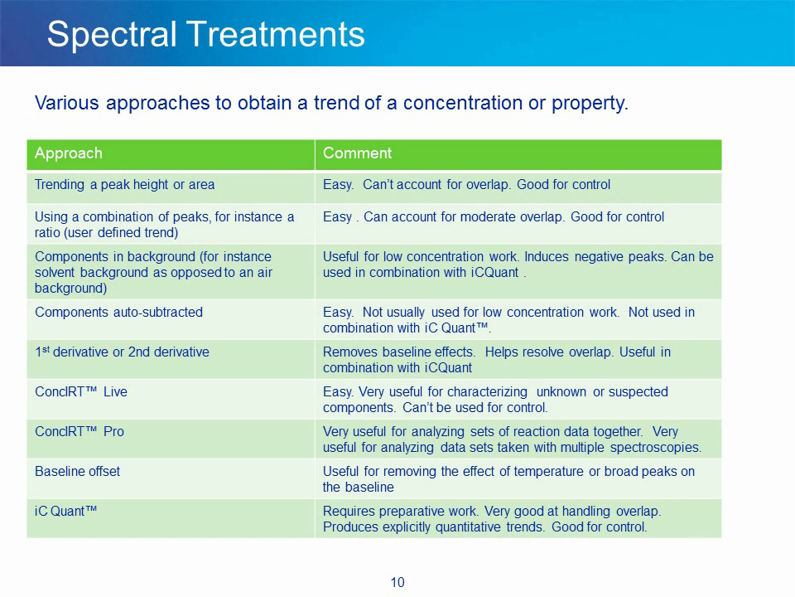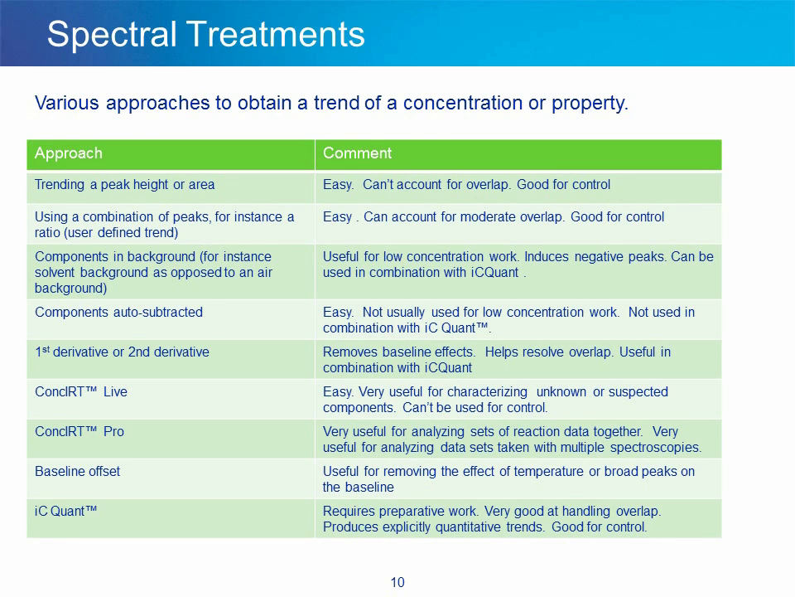There are various approaches to obtain a trend of a concentration or property. For instance, trending a peak height or area. It's easy. It can't account for overlap. Good for control. Using a combination of peaks, for instance a ratio, as in user-defined trends. It's easy. Can account for moderate overlap. Good for control.